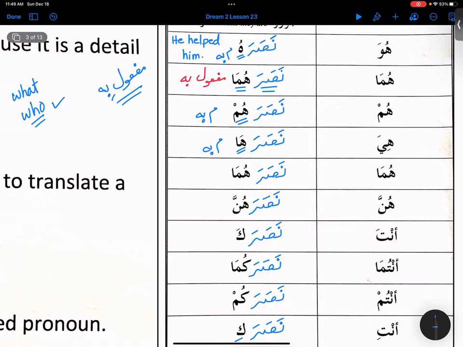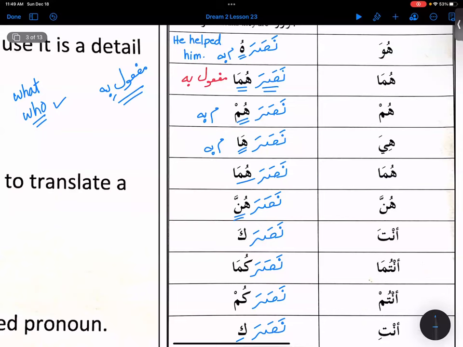Same way that we learned that whenever we have ism plus attached pronoun, what is this attached pronoun's status, what is it doing there? Idafa, right? There is no exception. This is always idafa. Same is over here. Fail plus attached pronoun, this attached pronoun is always maf'ool bihi. No exception. So Nasarahuma, Nasarahunna, he helped all these ladies. This hunna is maf'ool bihi.